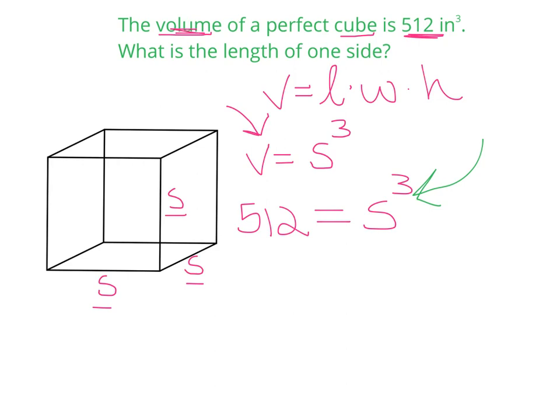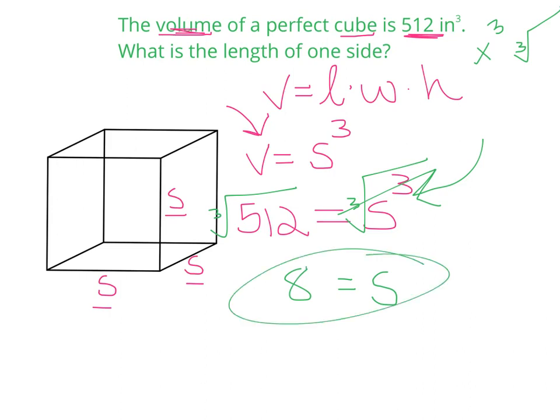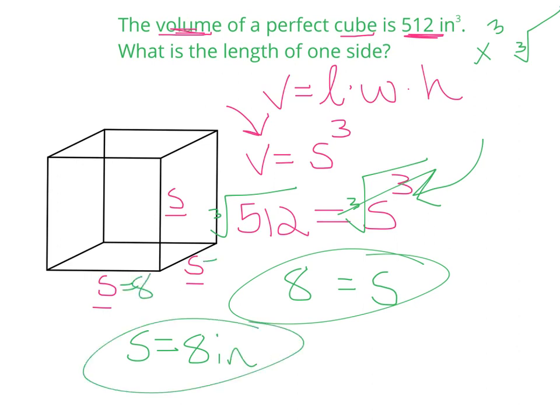If you don't know the answer off the top of your head, you simply solve it by doing inverse. So in this case, something cubed, to undo it, you must cube root. So I will cube root this side, which will cancel these out and leave me with just my variable s. Whatever I do to one side, I have to do to the other. So the cube root of 512 is 8. So the side length of this cube is 8 inches. 8 times 8 times 8 is 512.